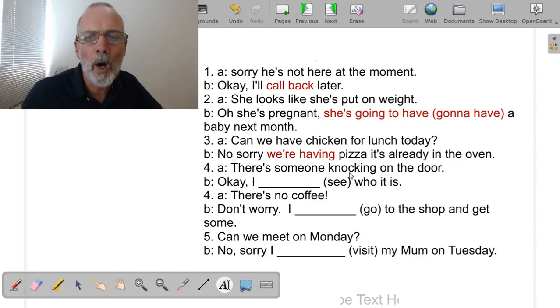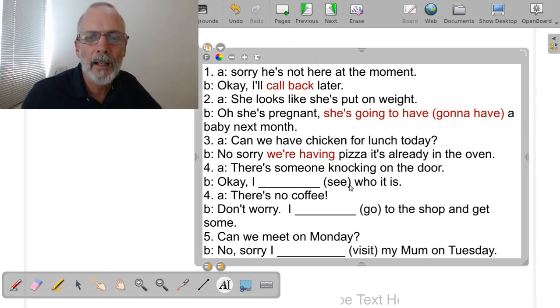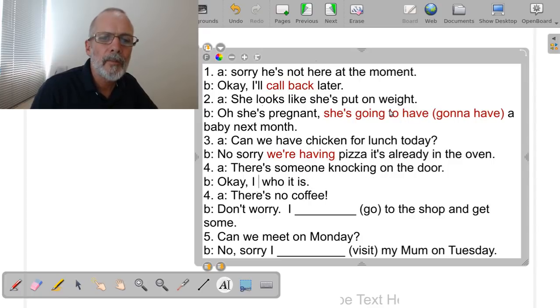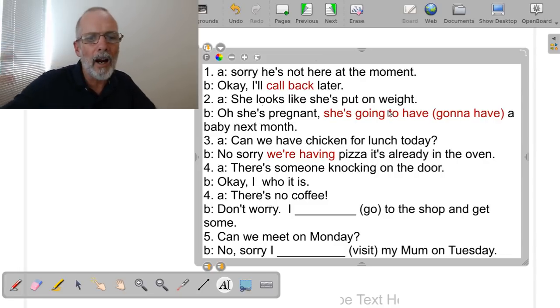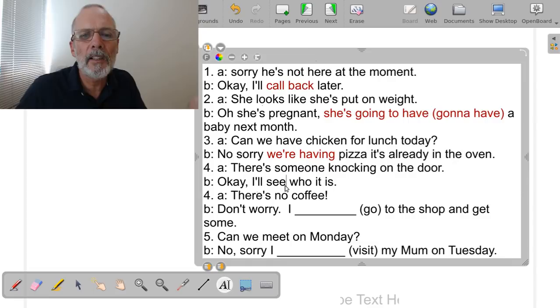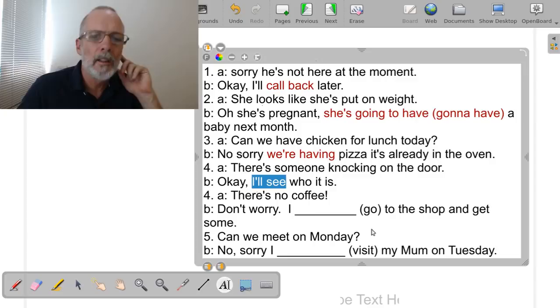Number 4, there's someone knocking on the door. Okay, what tense can we use here? Put the verb C here in the correct tense. Has anyone got the right answer with C? Someone's knocking on the door like that. Yeah, I'll see. I'll see because it's an instant decision. I'll see who it is. The person didn't plan this. Somebody just knocked on the door, so it's an instant decision. I'll see who it is.